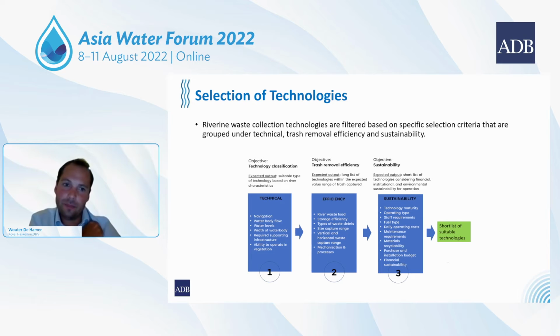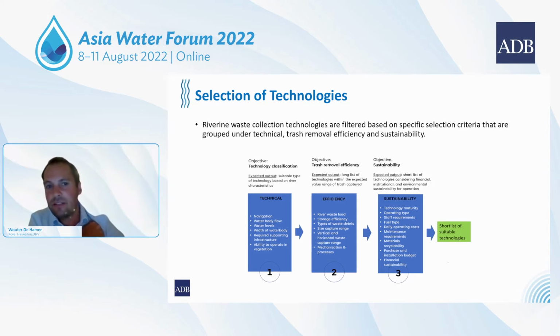So we have set up three main criteria: technical criteria, where a government agency or somebody who's interested in technologies can fill in, okay, is there, for example, navigation in my river? Yes or no? What are the water levels in my river? How do they fluctuate over the year? What is the width of my creek or river? You can fill it in.